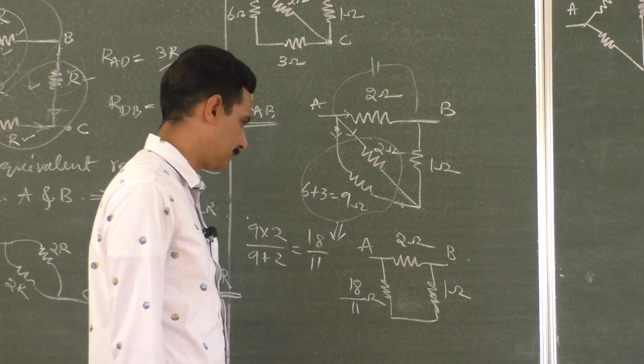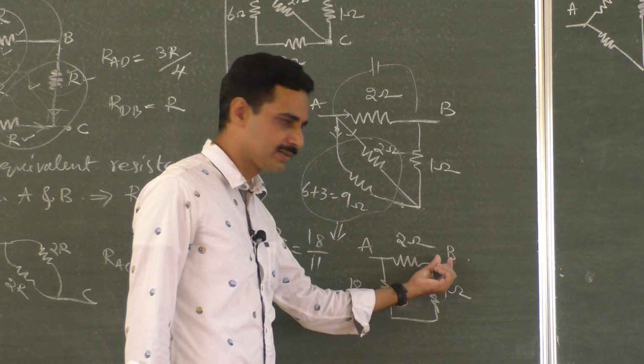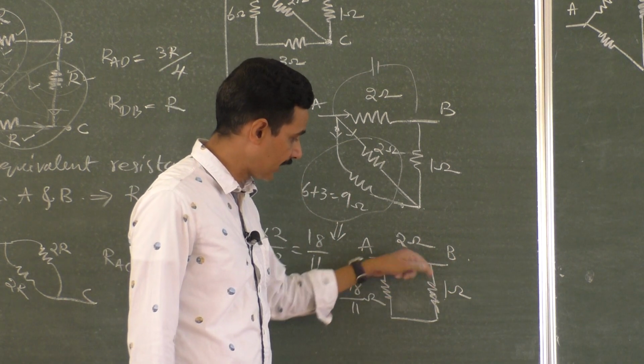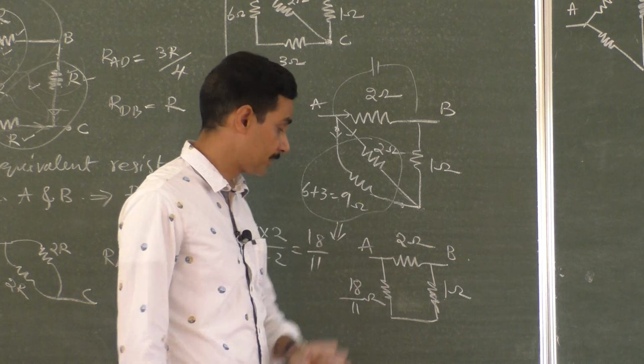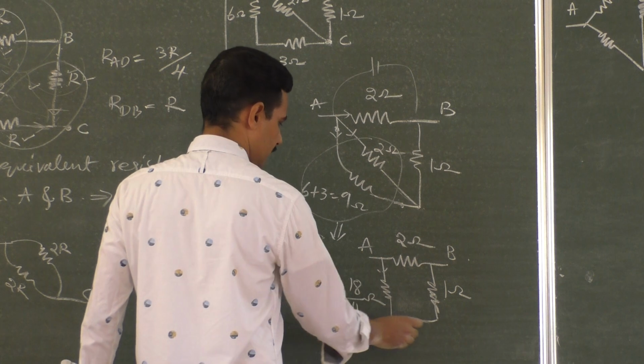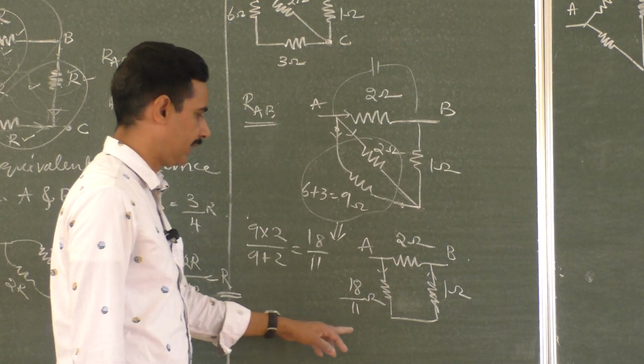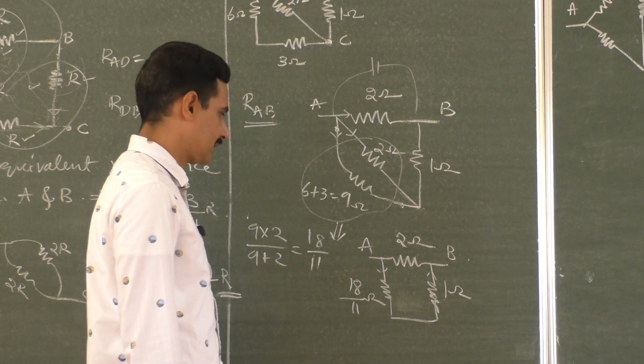Sir, what is the further movement? Shall I treat 2 and 1 in series? No, that is not possible. B is lost. No, same current does not flow through 2 and 1. It's different current. So these two are in series now. Whatever the current flows to this, same current flows up to this. Now 18 by 11 and 1 are in series. So what is the equivalent?